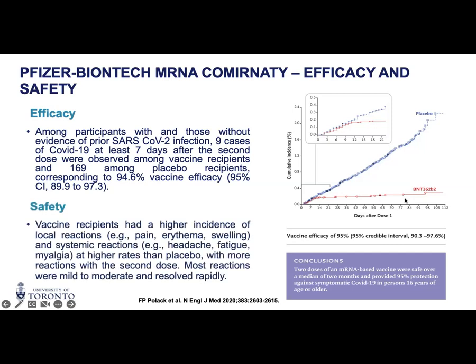In terms of safety, vaccine recipients had a higher incidence of local reactions such as pain, erythema, swelling, and also systemic reactions such as headache, fatigue, myalgia at higher rates than placebo, with more reactions with the second dose. And most reactions were either mild to moderate, and resolved rapidly. So the researchers concluded that 2 doses of mRNA-based vaccine were safe over a median of 2 months and provided 95% protection against symptomatic COVID-19 in persons 16 years of age or older.